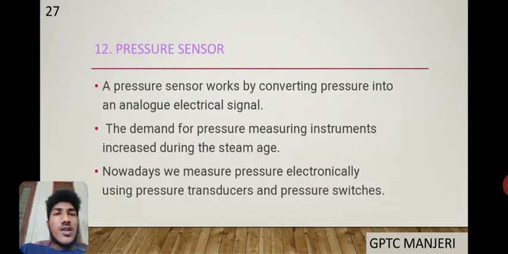Next we are going to discuss the pressure sensor. A pressure sensor works by converting pressure into an analog electrical signal. The demand for pressure measuring instruments increased during the steam age. Nowadays we measure pressure electronically using pressure transducers and pressure switches.